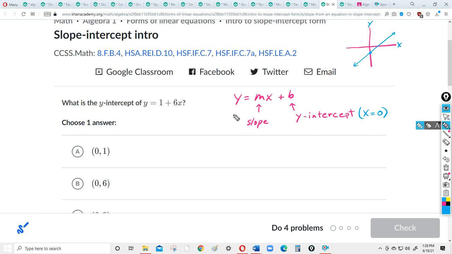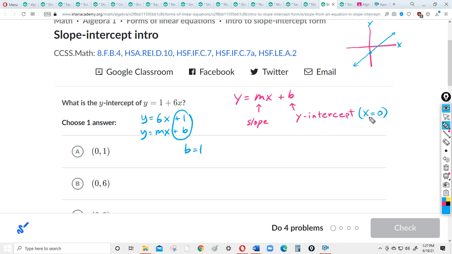So they're asking us, what is the y-intercept of y equals 1 plus 6x? So if we want to match this equation, we can write it as y equals mx plus b. So instead of 1 plus 6x, I'm going to make it 6x plus 1. And you see now it matches, y equals mx plus b. So the b is the y-intercept. So the y-intercept is just 1.